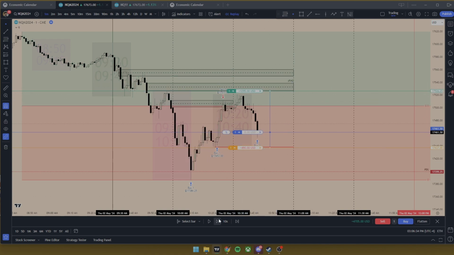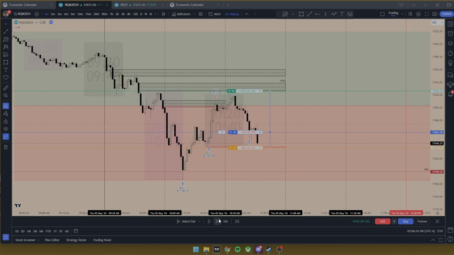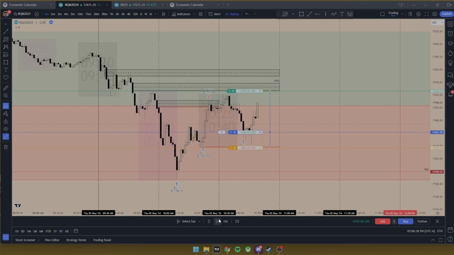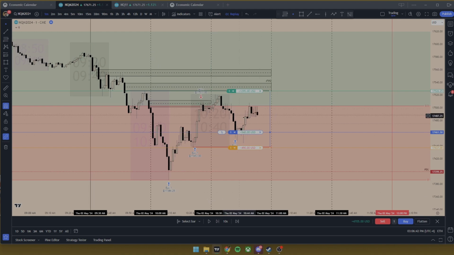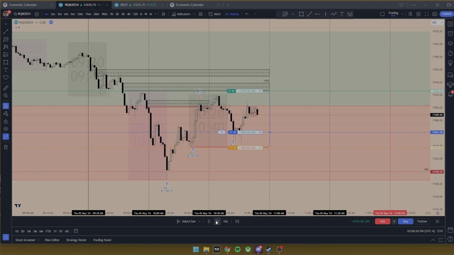So let's continue to play this out bar by bar. See, now we're in our macro. So now what can we anticipate? We can anticipate this macro to take us to our initial price target here.